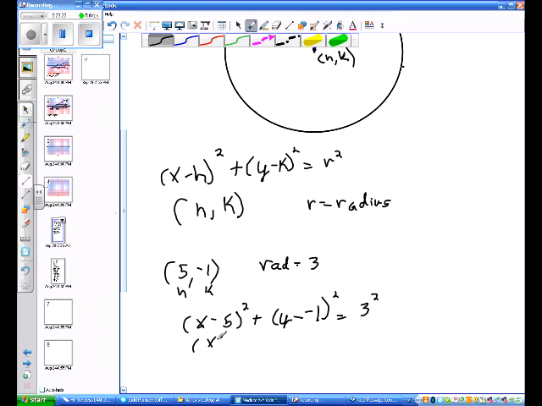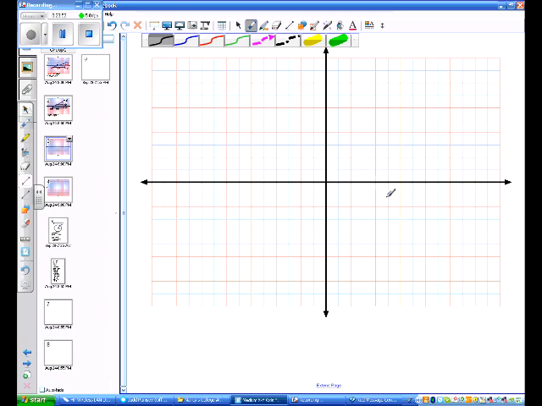And if we simplified that, we have (x minus 5) squared plus (y plus 1) squared equals 9. And that's the equation for a circle whose center's at (5, -1) and has a radius of 3. Now if we wanted to graph that, okay, our center was at (5, -1), so we have (5, -1). We have a radius of 3, which means from that center in all directions, we're going to go out 3 units. Connecting them then, we have the graph of our circle. So we could go through and then actually graph our circles.